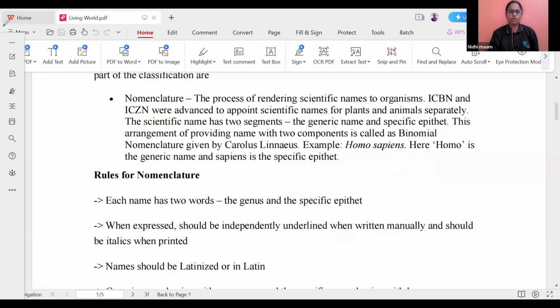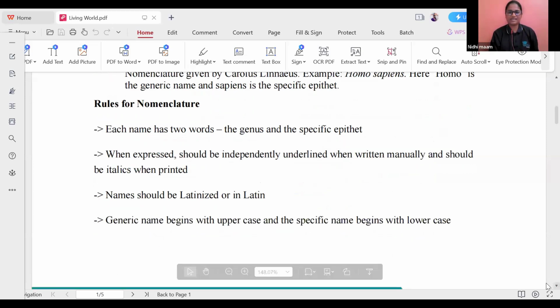Next, the rules of nomenclature. Each name has two words, the genus and species. When the name is written manually, it should be underlined, with the words independently underlined. The underline should not be continuous. When it is typed, the font should be in italics, a slanted one.